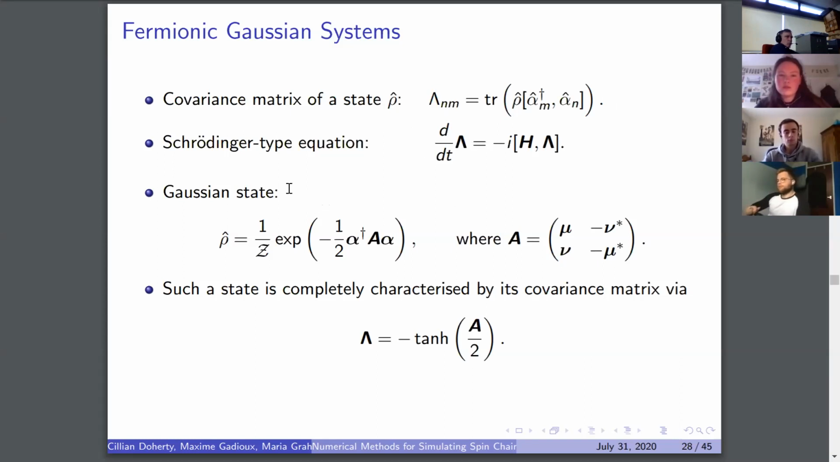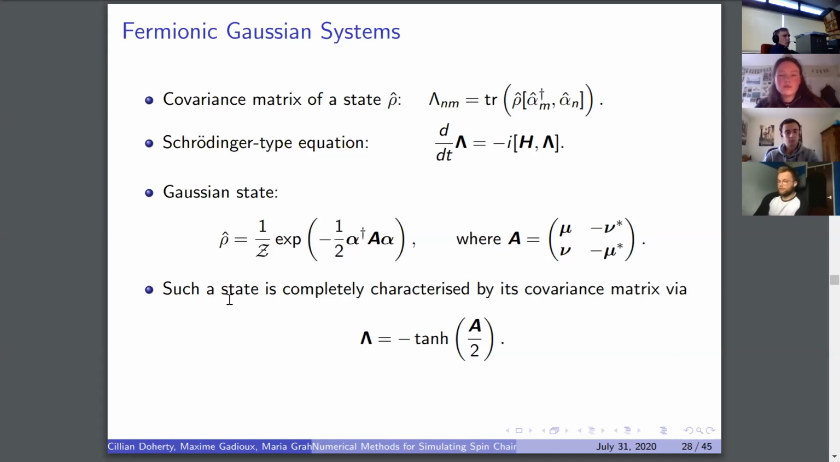So if we have a special type of state called a Gaussian state, which is a state that can be written in the form rho is equal to this normalization factor times this exponential here, where inside this exponential we again have this sum of quadratic fermionic operators, which again we write in this matrix form. And like the Hamiltonian, this matrix A, which is again 2n by 2n, can be chosen to be of that same form with mu Hermitian and nu antisymmetric.